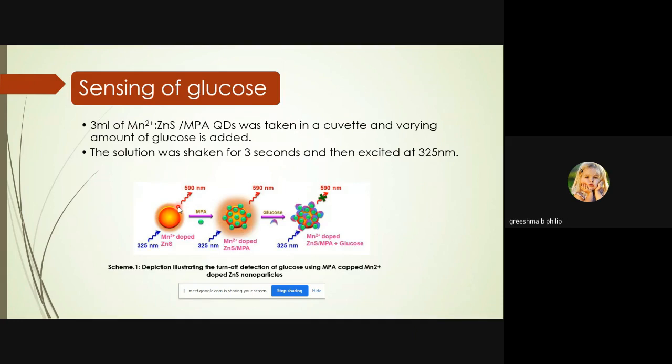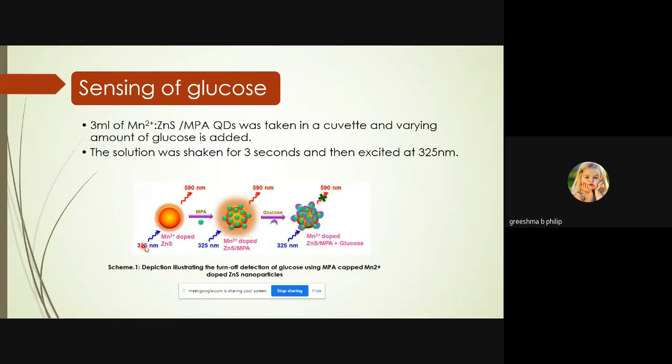For the sensing of glucose, 3 ml of these quantum dots are taken in a cuvette, and a varying amount of glucose is added, and then it is excited at a wavelength of 325 nanometer. Here, scheme 1 depicts the illustration for the turn-off detection of glucose.